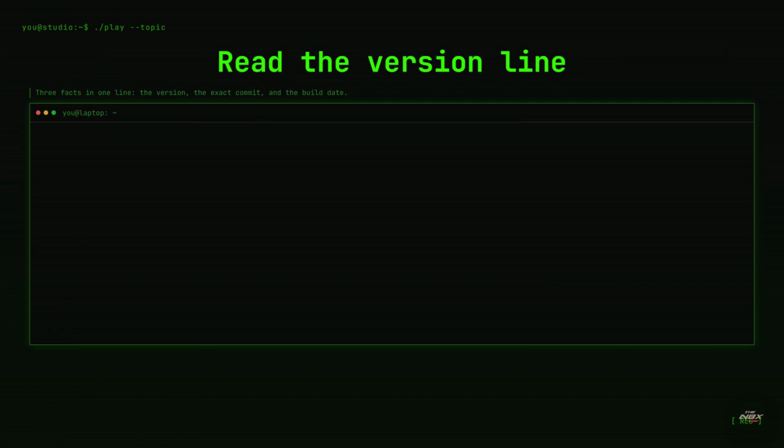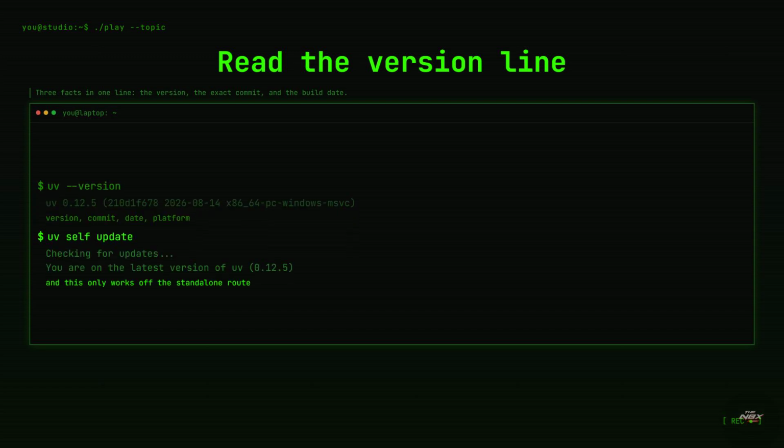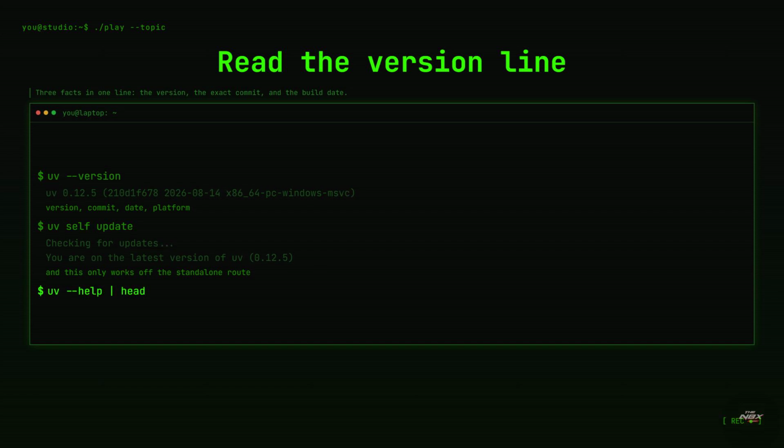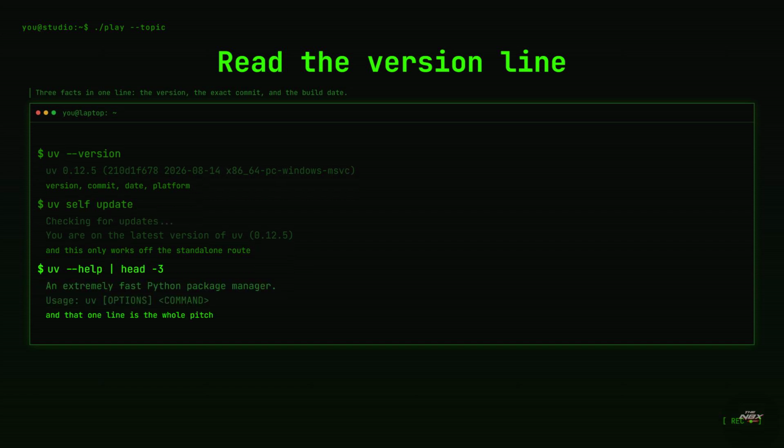The version line is worth reading properly because 3 separate facts live in it. First, the version number. Then the exact commit the binary was built from. Then the build date. When you report a bug or follow along with a tutorial, the commit hash is what tells another person precisely which UV you are running, down to the day.